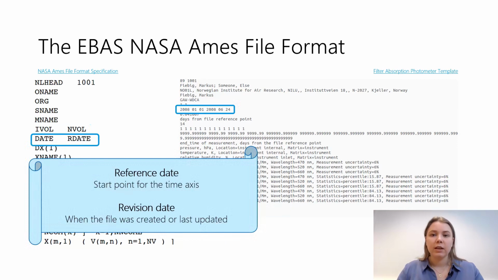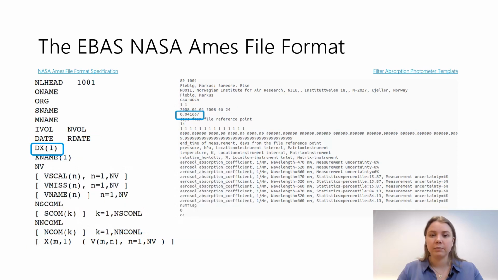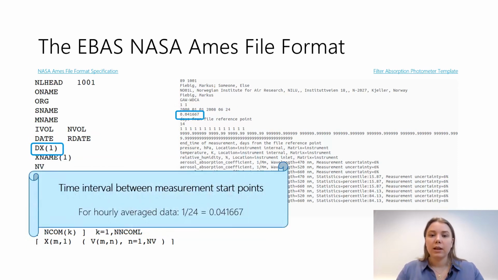Then it's the reference date and the revision date. The reference date is the start point of the time access in your file, and the revision date is when the file was created or last updated. Next up is the time interval between measurement start points. For hourly averaged data, keep it at 1/24. This includes most quality controlled data. If the data has another time interval, you need to change this number.